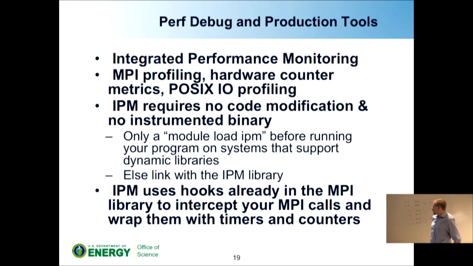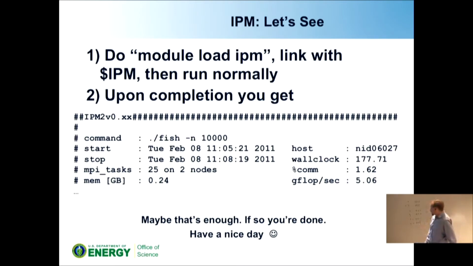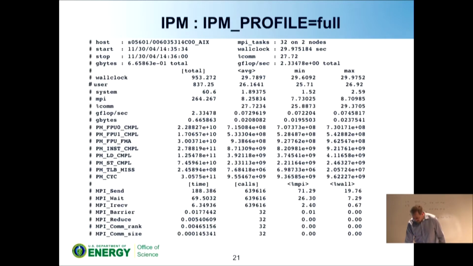So with IPM, we ask people to do a module load IPM. On the Cray machines, you need to recompile. And then this IPM linked library, when it runs, will generate some output that looks like this, that says, when this run completed, I know when it started, I know when it stopped, I know how many tasks it ran on, what the wall clock time was, what the memory high watermark was, some more information along those lines.